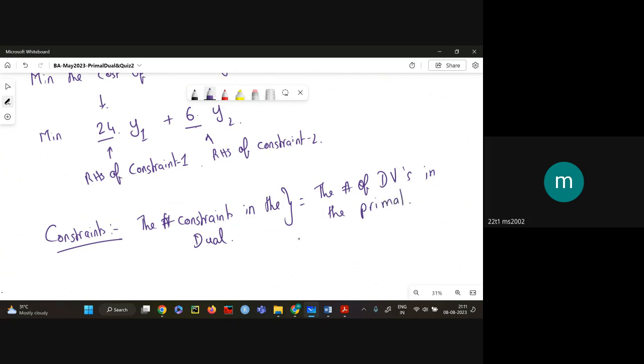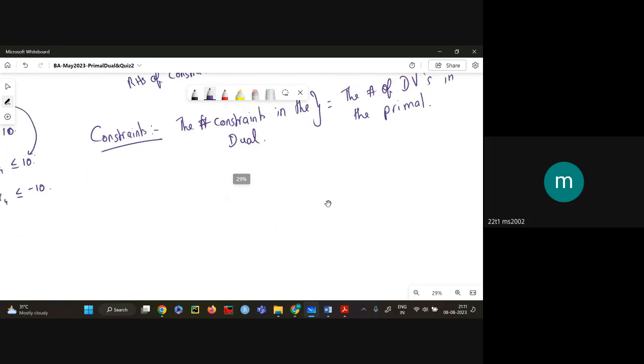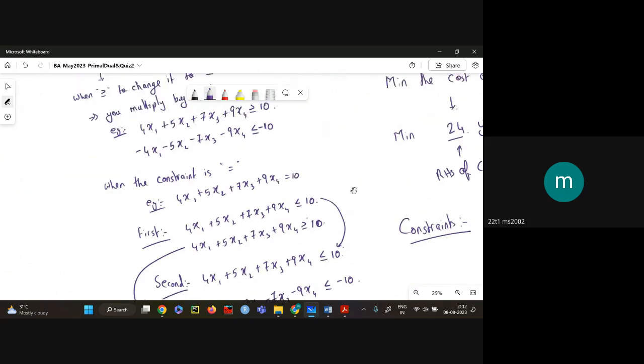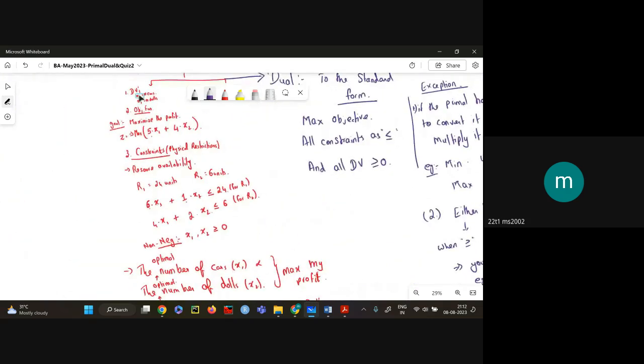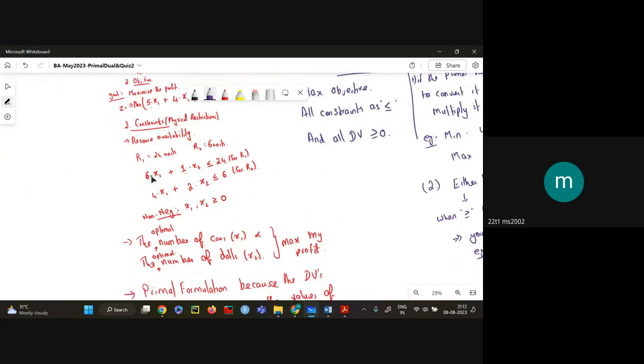Okay, so that is by default. How many decision variables did I have? I had 2 decision variables, x1 and x2. So I'm going to have 2 constraints, constraint 1 and constraint 2. So what is constraint 1? Constraint 1 is going to correspond to decision variable 1. What was my decision variable 1? It was basically the number of cars that I'm going to produce.